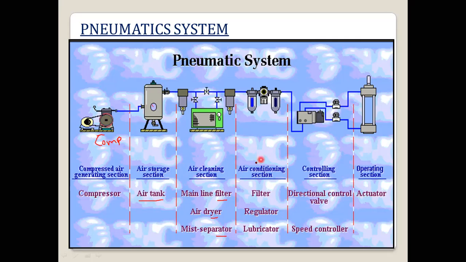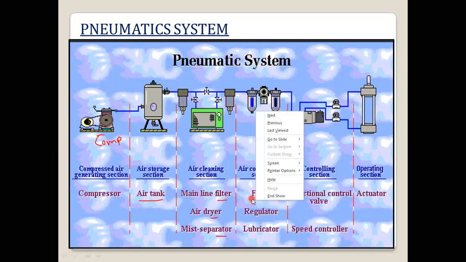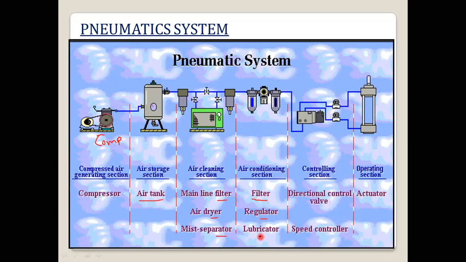Then the air conditioning section. This is very important because here we will be using the filter, regulator, and lubricator. So the cleaned air will be filtered, then regulated, and then lubricated. Then the controlling section involves the direction control valve. In addition to the direction control valve, I can also use the flow control valve to control the speed. Then the last one is the operating section, where the actuator is used. The actuator performs the work. So these are the components of the pneumatic system. In the next topic, we will be discussing all these components.